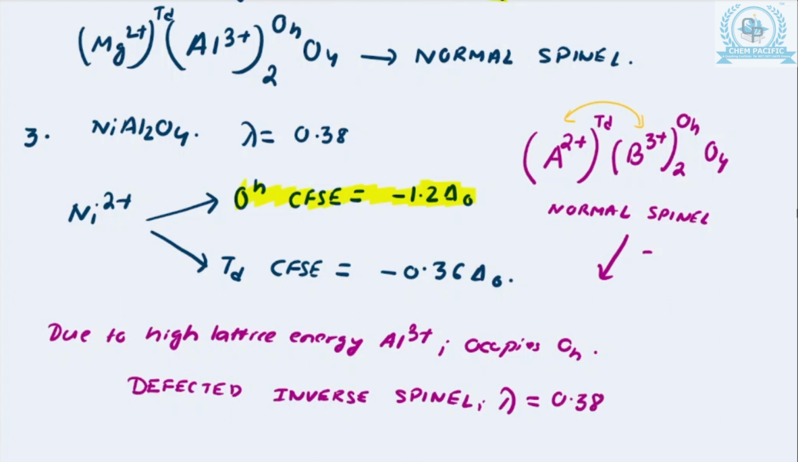ठीक है, तो Ni2+ जो है वो तो आ जाते हैं आपके octahedral site में, because Ni2+ is comparatively having high CFSE in the octahedral site as compared to the tetrahedral site. But Al3+ जो है वो still prefer करते हैं octahedral site में ही रहना, because it is having high lattice energy. So ये completely tetrahedral में नहीं रहते, even though some of it is getting transferred to the tetrahedral site, still mostly it prefers to remain in the octahedral sites as well. So it results in the formation of a defected inverse spinel.